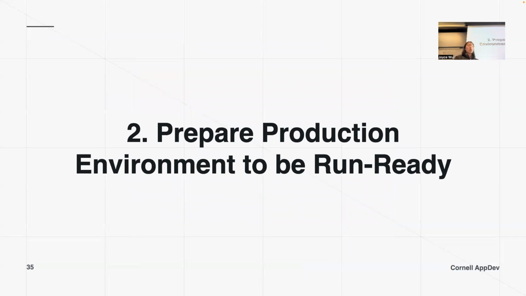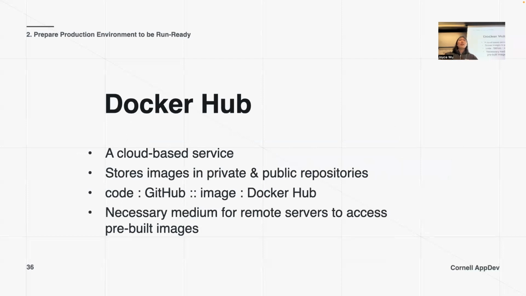Okay, next, to prepare production to be run ready. Now that we've made these containers out of our code and the environment that we want to run our code in, the way we can share with other people is by putting it on the internet somehow. For containers, we use Docker Hub as opposed to GitHub, which is the place where we would display our code to other people. This is a cloud-based service, like GitHub. It allows us to store our images in private and public repositories, very akin to what GitHub does.